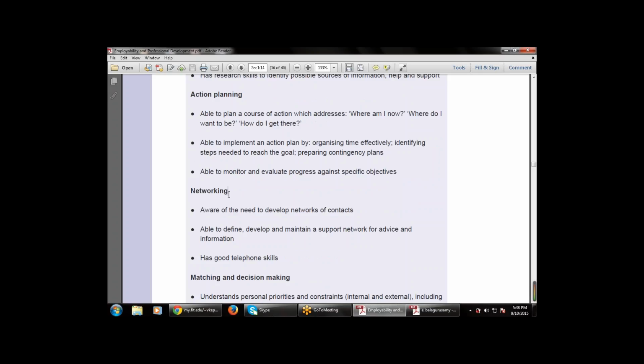Then being able to define, develop and maintain a support network for advice and the information that is used. So that is how to define the resources, that is how to gain the resources that are used for career development. Then has good telephone skills, that is used to develop good communication. So aware of the need to develop the network of contacts, able to define, develop and maintain a support network for advice and information, and has good telephone skills, that is the networking part.